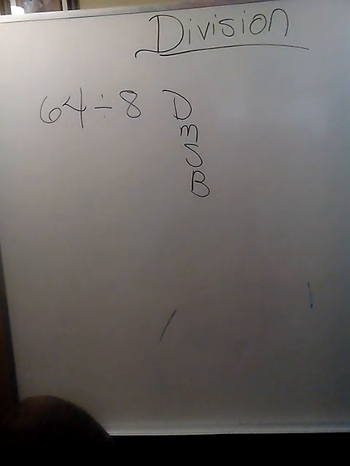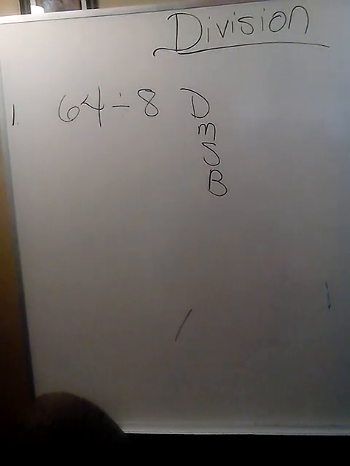Okay, so before we even start with this, there are a couple of vocabulary words that you need to know. And those are divisor and dividend. Okay, now look at number 1. It says 64 divided by 8. The number that's being divided is our dividend. So we're dividing 64, so 64 is our dividend.